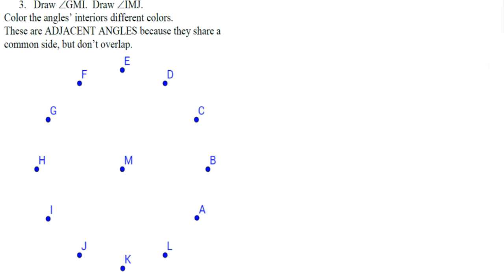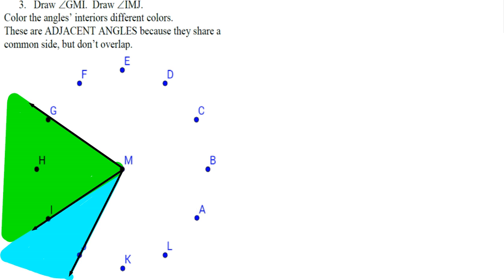Doing another construction, if we made angle GMI and shaded it, and IMJ and shaded that, these are adjacent angles because they share a common side, ray MI, a common vertex, and they're not overlapping. So the angles are next to each other. These angles do not have a relationship with angle measurement necessarily, just that they have a common side and a vertex.